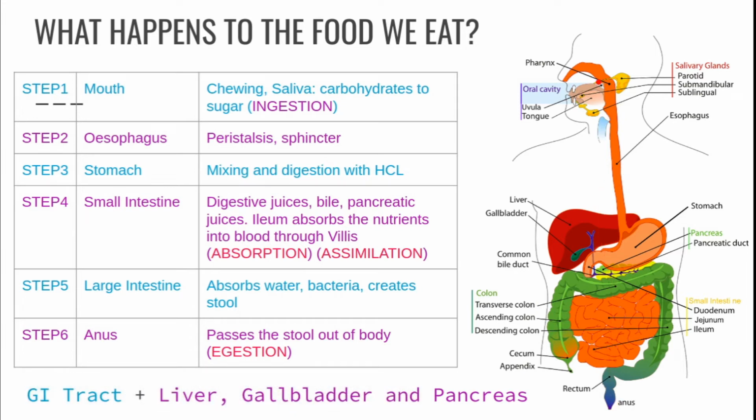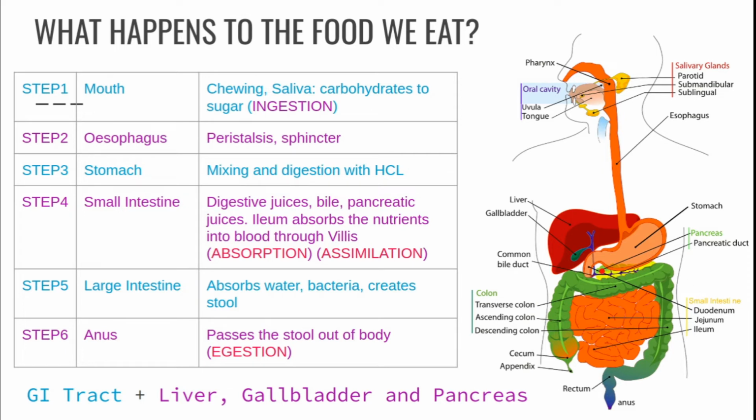And once the food reaches the stomach, there is a muscle or a valve at the entry of the stomach which is normally closed. So once the food reaches here, this muscle relaxes and the food comes inside the stomach. Now once the food is inside the stomach, this valve closes again so that the food cannot move back into the esophagus.